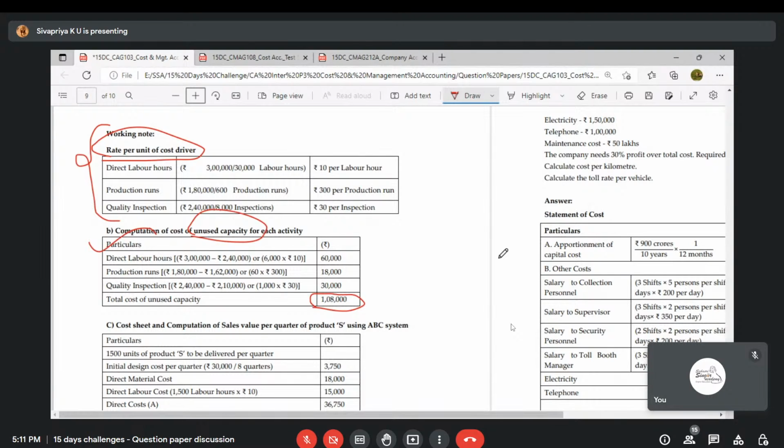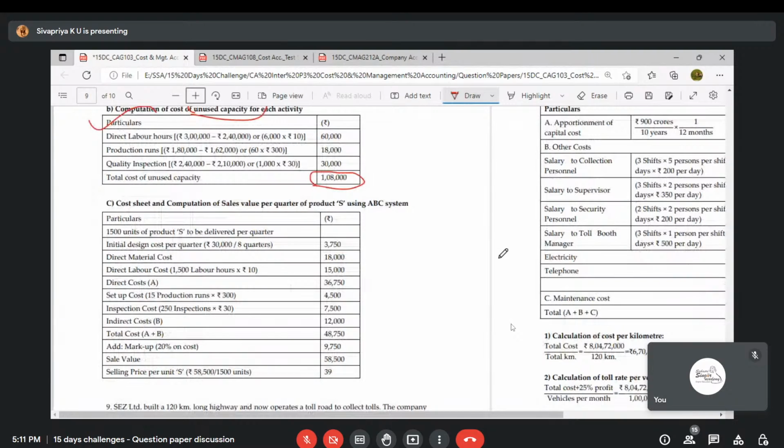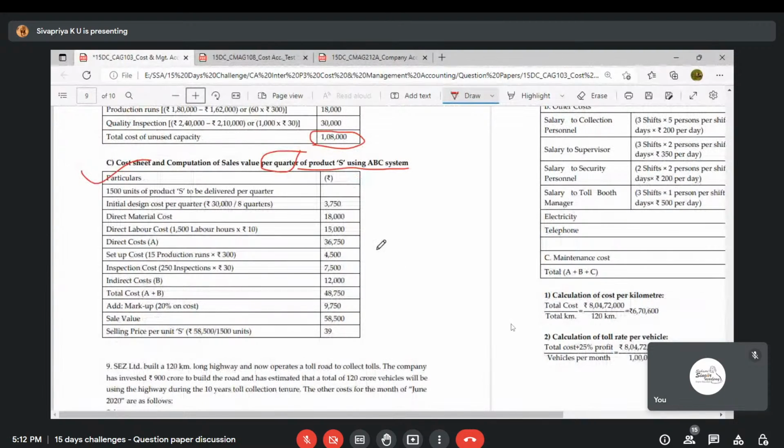And then C, there is only one product S, and they ask to prepare the cost sheet for one quarter only. This is C. So cost sheet and computation of sales value per quarter of product S using ABC system. Again, the same material cost, direct cost, setup cost, inspection cost as in the cost sheet, if you add them you will get the indirect cost and total cost. Add the profit of 20% on cost, you will get the selling price. Selling price divided by the number of units sold, you will get per unit. 39 is the answer.